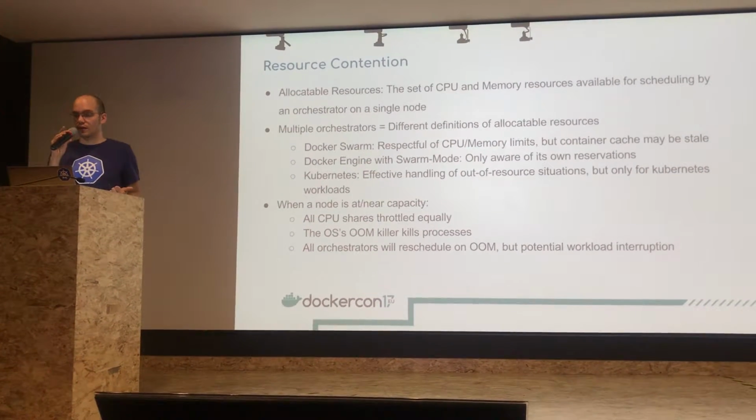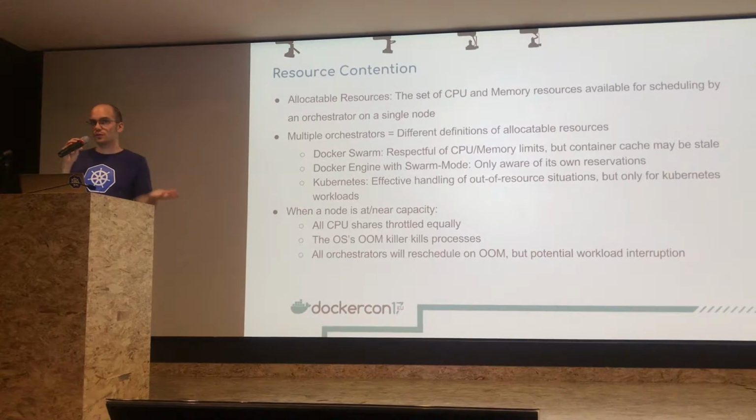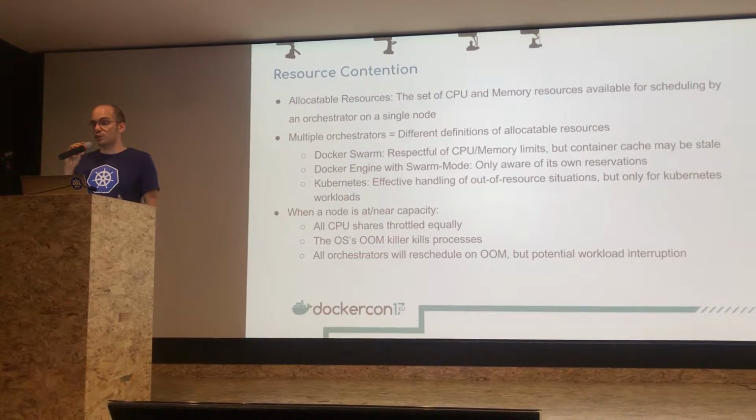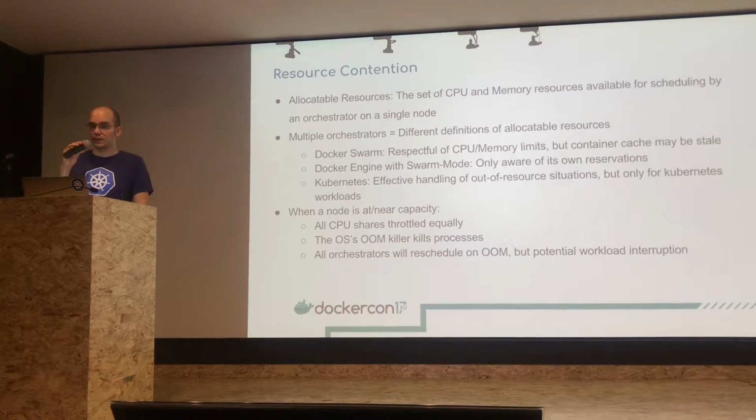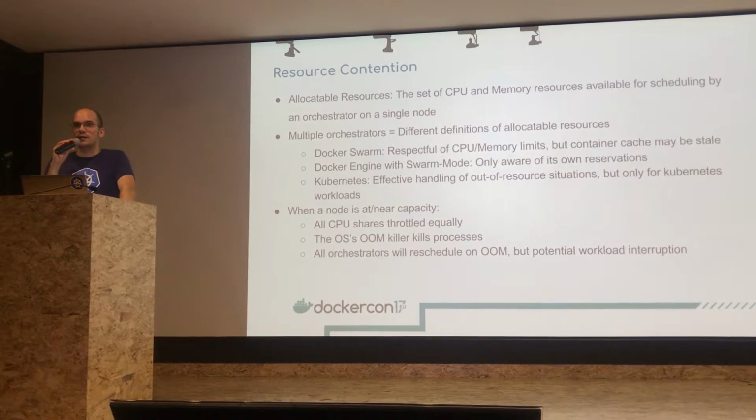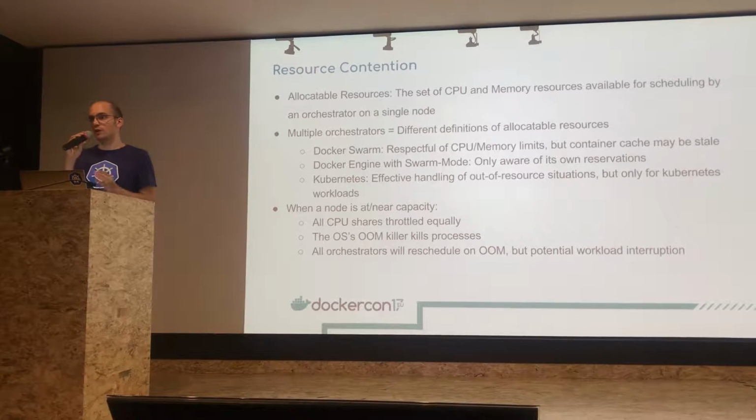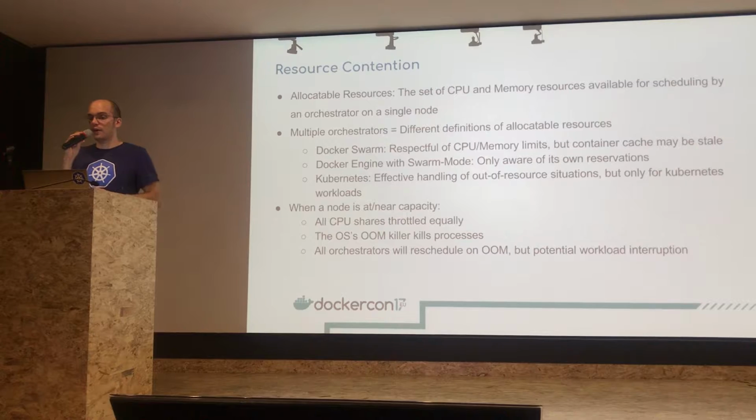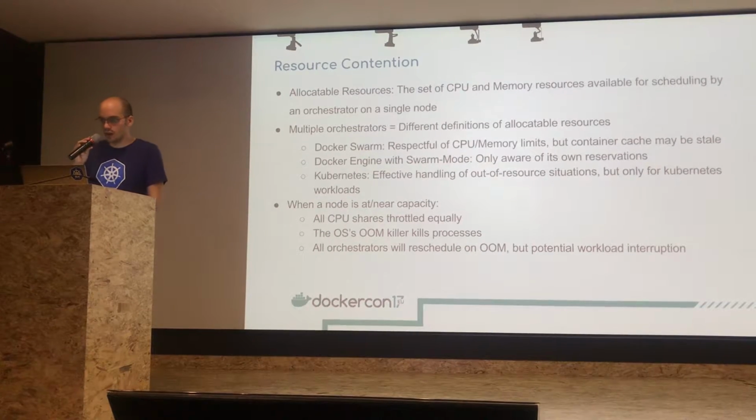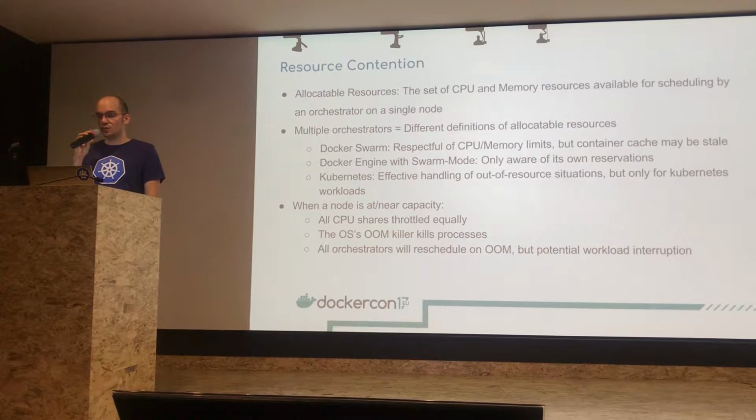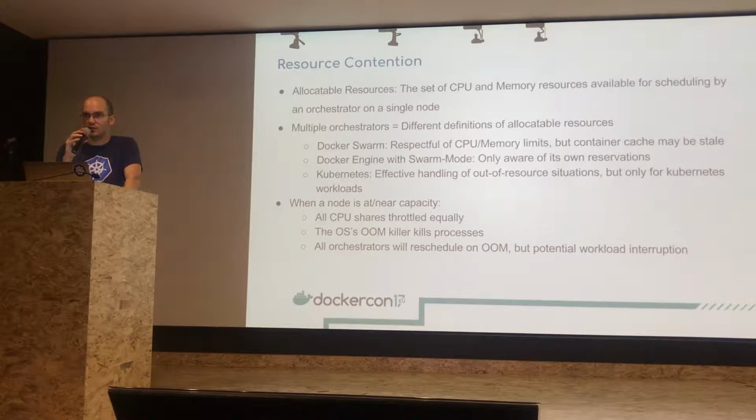So what happens when a node reaches its capacity for either of these resources is that for CPU, all the CPU shares are throttled equally for all the processes, so all your workloads will start slowing down. For memory, the operating system will launch the out-of-memory killer, or the OOM killer, and that's a process that is designed to start killing other processes based on a scoring algorithm, which takes into account how much memory the existing process has, but also some other factors. So it's not easy to use the OOM killer deterministically to actually give priorities to processes.